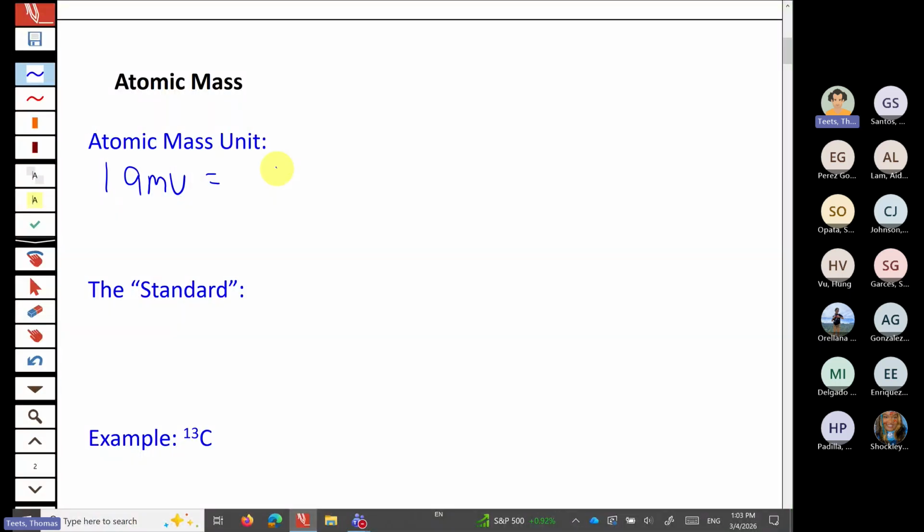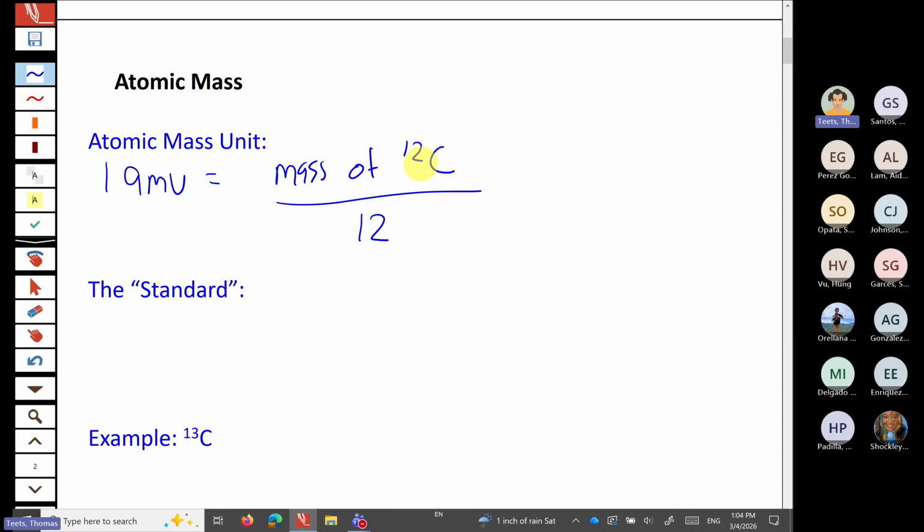What it's defined as is the mass of the carbon-12 isotope. Carbon-12 would have 6 protons and 6 neutrons. It's a particularly abundant one. So it's the mass of that divided by 12. As we said, it is closely related to mass number. And so with this definition, the atomic mass of carbon-12 is exactly 12.